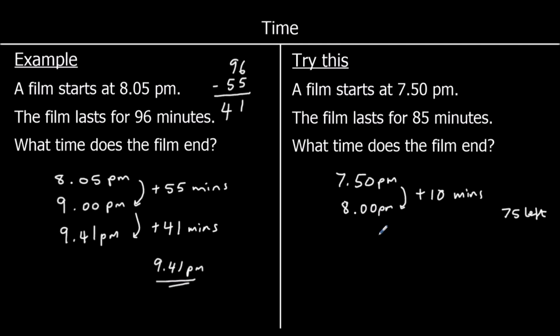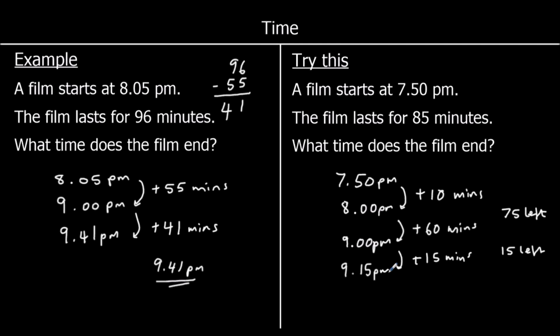That's more than an hour. 60 minutes is an hour. So we'll add 60 minutes on to get to 9 o'clock. That takes us to 9 p.m. 75 take away 60 is 15 minutes left. So 15 more minutes gets us to 9:15 p.m. So we've added on 85 minutes in total, and we're at 9:15 p.m.